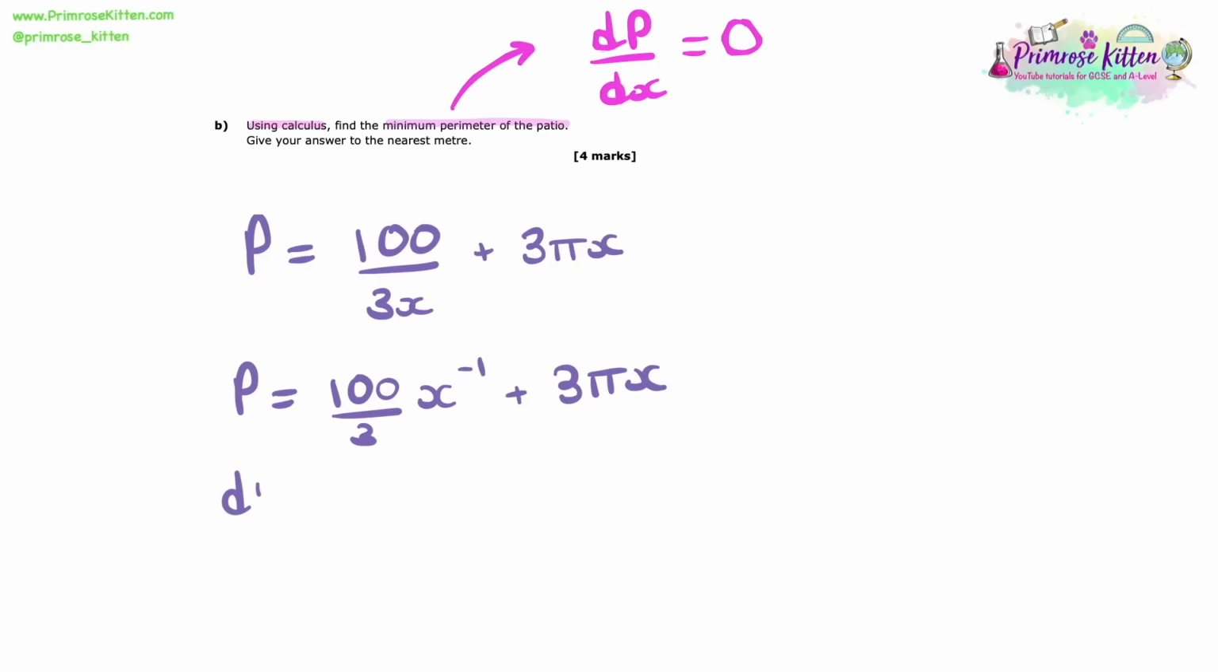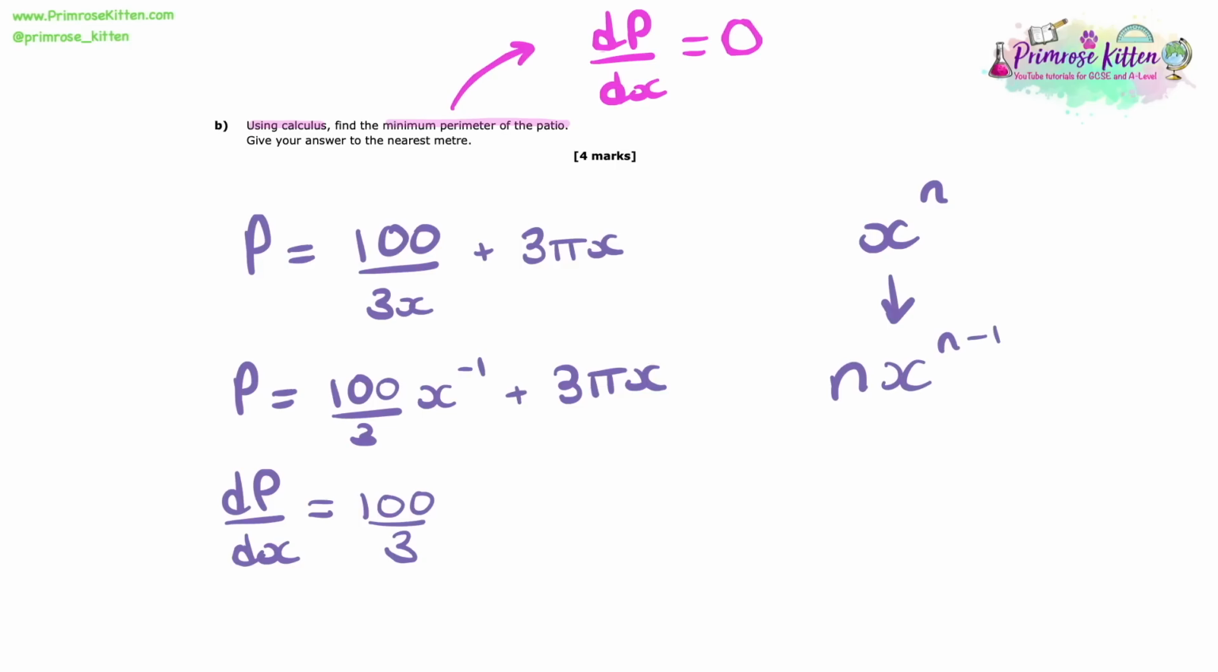Then we've got the plus 3 pi x. Pi is just a constant, just like the 3. Don't try and differentiate that. I see people do that all the time. So differentiating this, remember we multiply through by the power, and then we subtract 1 from the power. Using our classic rule, never ever forget this. You should know this inside out now.